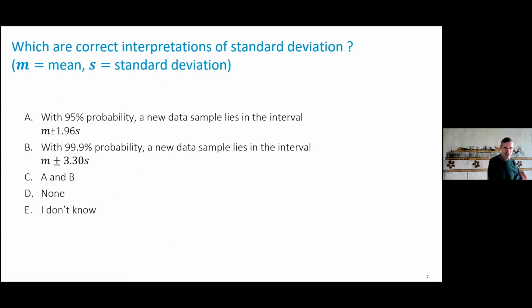I'm sure you have seen already the use of the mean and the standard deviation. Perhaps you have seen an interpretation like this one. Interpretation one: if I have summarized my data with just those two numbers, the mean and the standard deviation, then with 95% probability, a new data sample would be in this interval, mean plus or minus 1.96 standard deviations. And similar with other probabilities. What do you think is true?